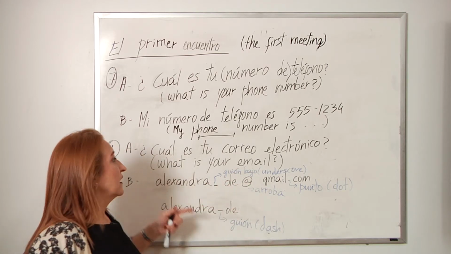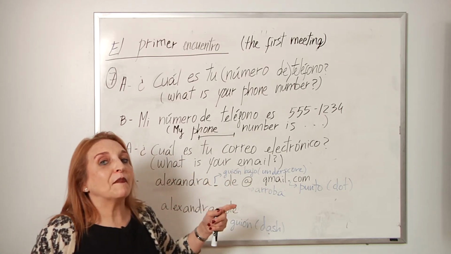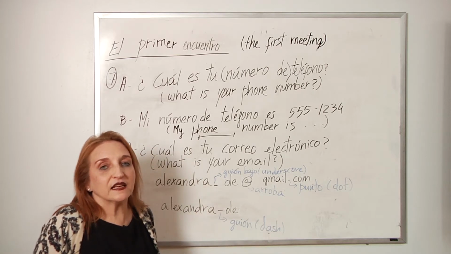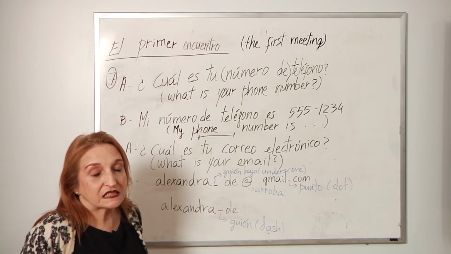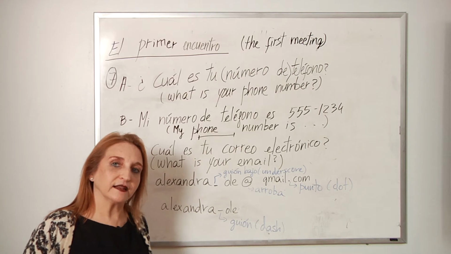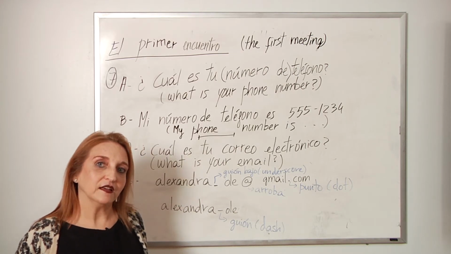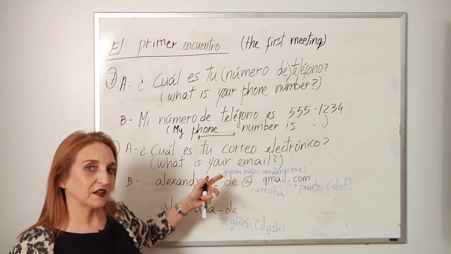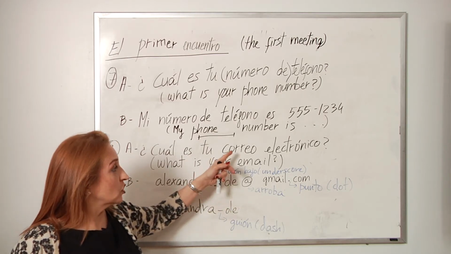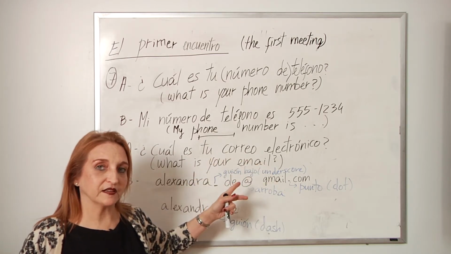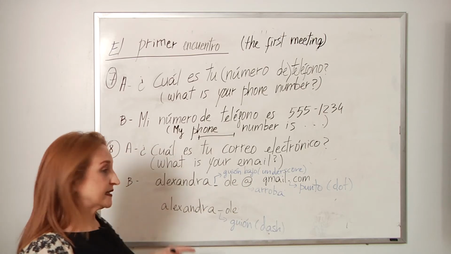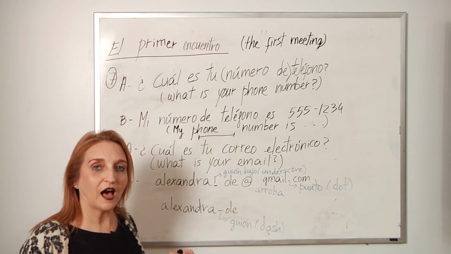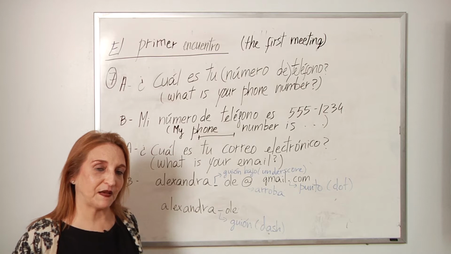Sometimes people say, ¿cuál es tu email? It's an English word, but some people say this. Okay, they can understand you as well, okay? But it's important that you speak very, very slowly. If you say correo electrónico, it is typical Spanish. The answer, pay attention, very important, how to say your email in Spanish.